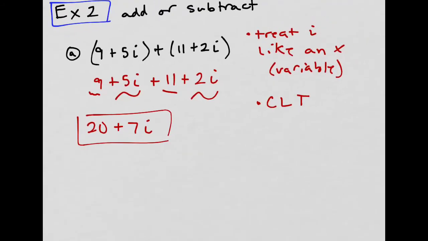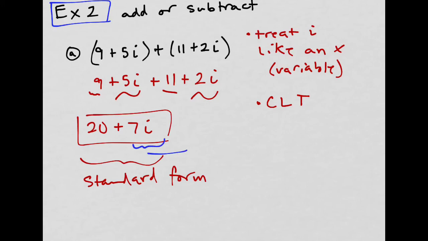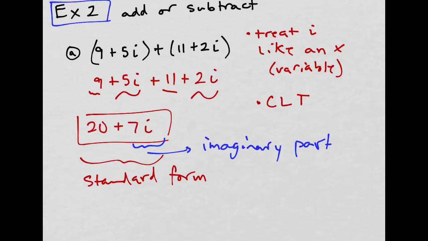This is called standard form. And we have the imaginary part, because it has the i, that's all. And this is called the real part, because it does not have the i. And that's standard form. It's just adding or subtracting.